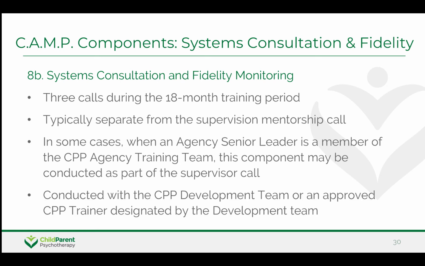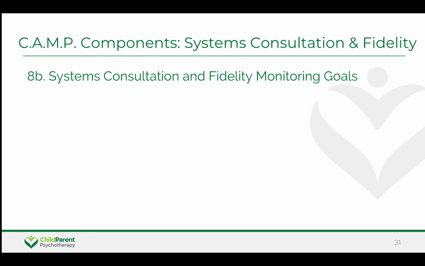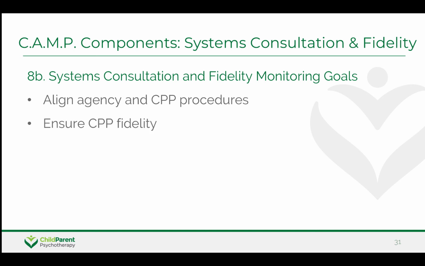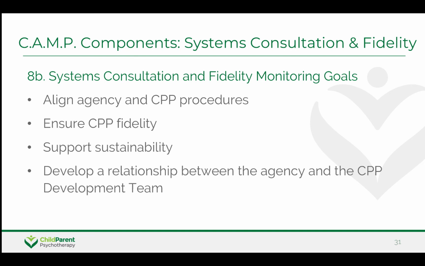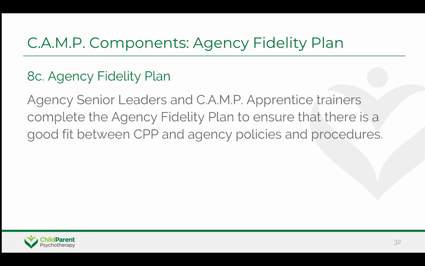The call is held with the CPP development team or an approved CPP trainer designated by the development team. The goals of this component are to ensure that agency and CPP procedures are aligned, to ensure CPP fidelity, to support sustainability, and to foster the development of a relationship between the agency training team and the CPP development team. As part of agency fidelity, the agency team and the mentorship team jointly complete the agency fidelity plan, which identifies how procedural fidelity will be carried out in the agency.